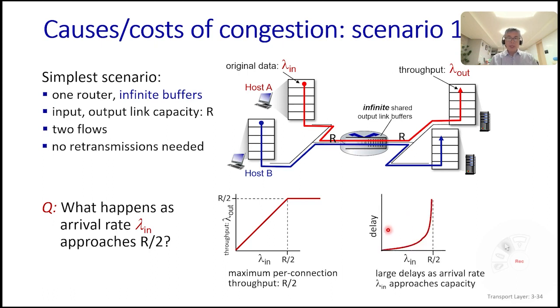And in the delay case, the delay is this, infinite. Remember this queuing: a lot of packets line up as the rate gets close to R over 2 each. So the delay will be a very big number. Eventually as it approaches the capacity, the delay is almost infinite.